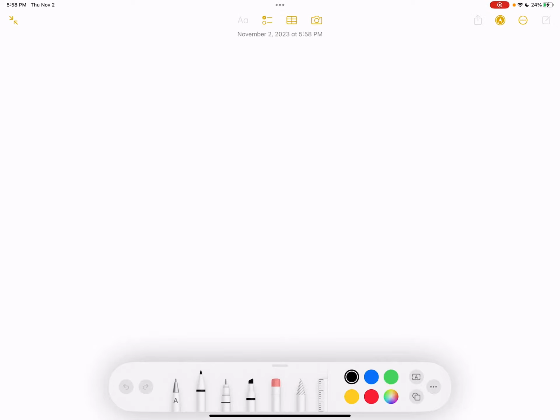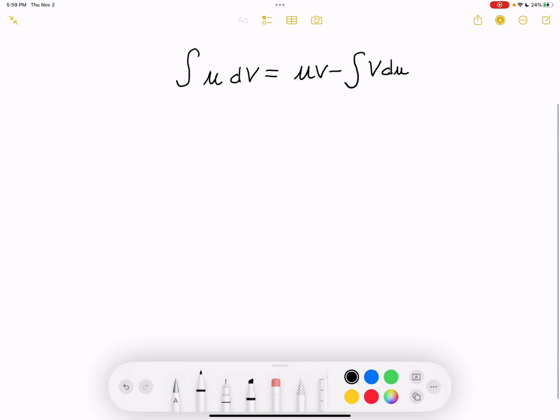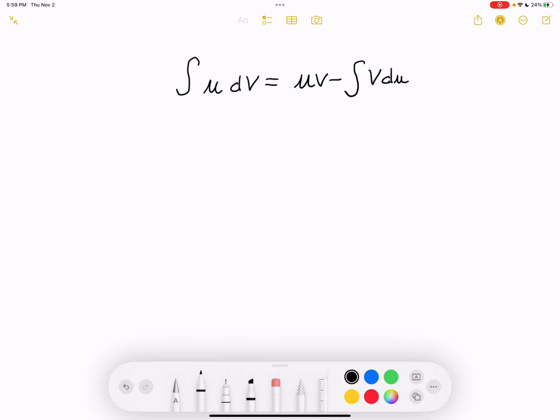And today what I wanted to talk about is the following formula. The indefinite integral of u dv is equal to uv minus the integral of v du. Now I'm going to derive this formula, and I'm going to show you where it starts from. Typically, an integral that you'd want to use this on is something like this.